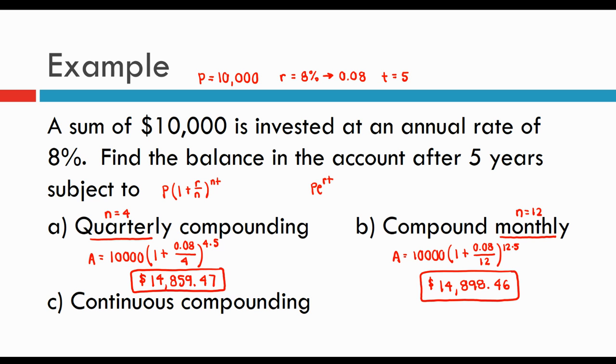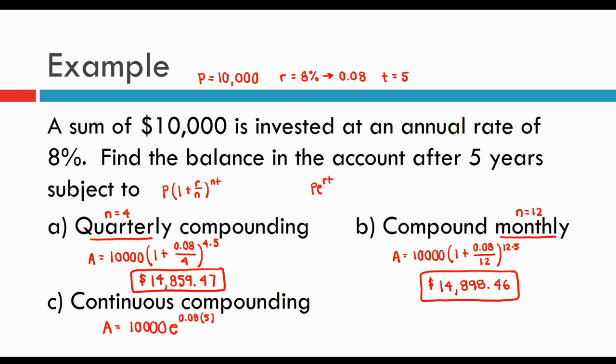Notice that in part C, it says continuous compounding, which means that they don't have a vocab word that describes what n is, which is why we're then using the other formula. I want to use the formula with the number e. So P is still 10,000, but then we'll have e raised to the 0.08 because that was my rate, times 5 because that's my time.